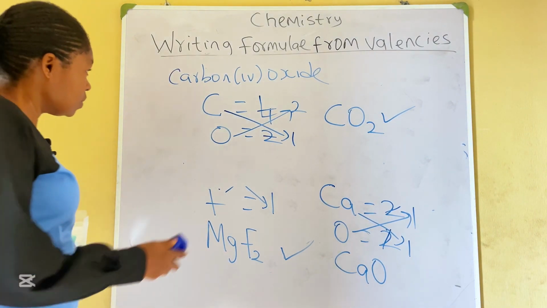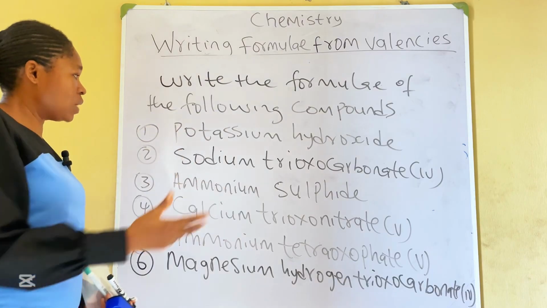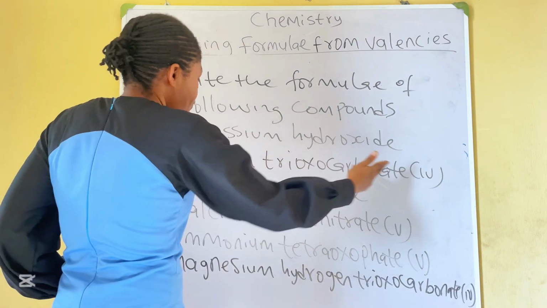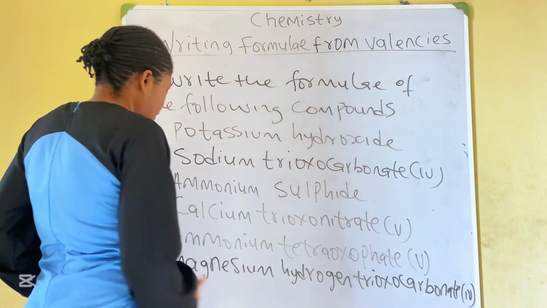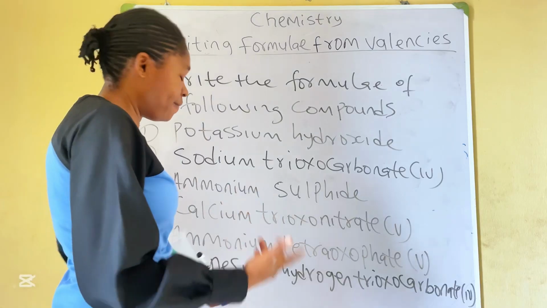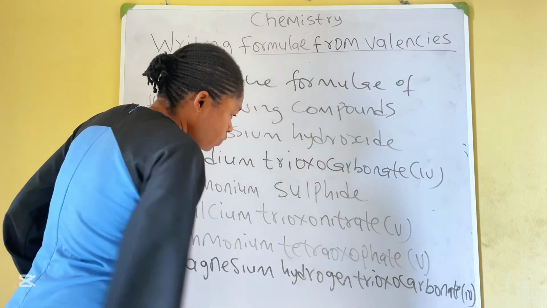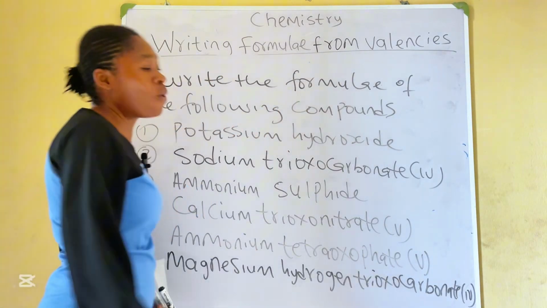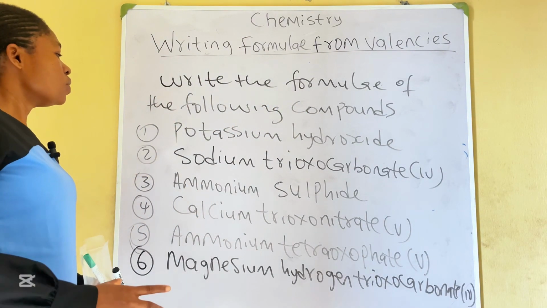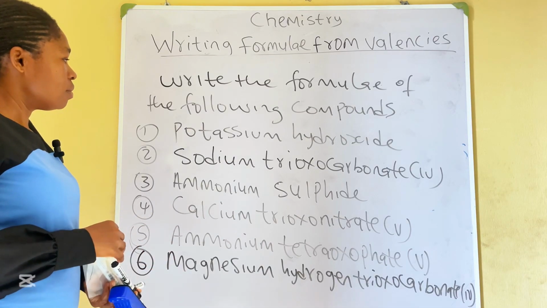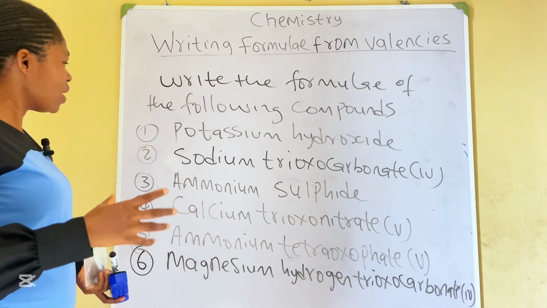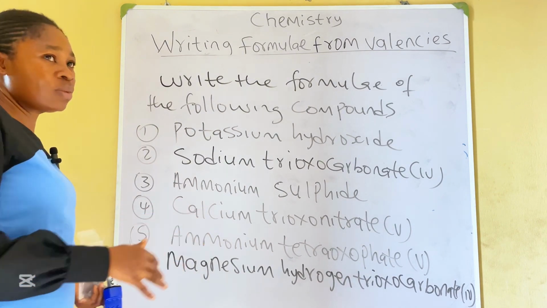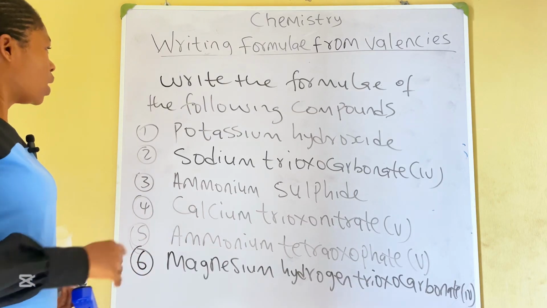compounds. Look at it. Write the formula of the following compounds: potassium hydroxide, sodium triosocarbonate 4, ammonium sulfide, calcium triosonitrate 5, ammonium tetraosophosphate 5, magnesium hydrogen triosocarbonate 4. When you hear this, they say it's too much, I don't know how to write. No. Once you follow your rules, this is very, very simple. Okay, let's start from number 1.